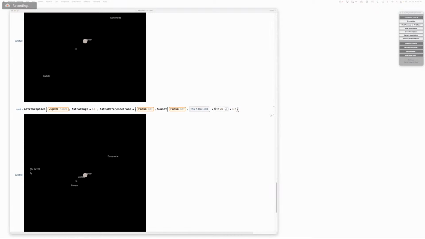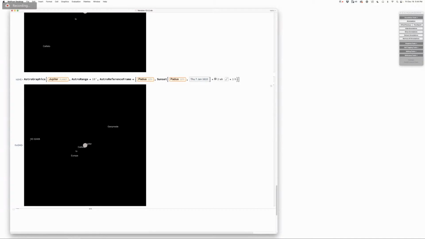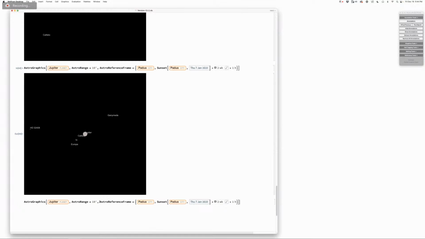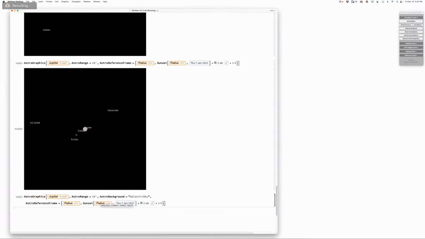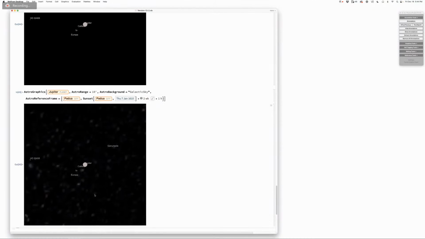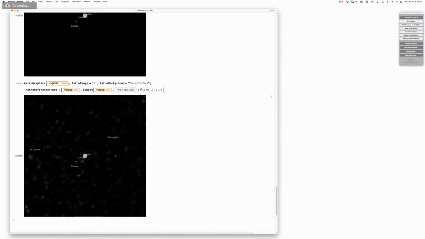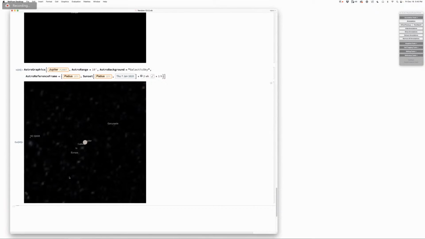Yeah, the reason that a star appears here is because, needless to say, in 2 weeks Jupiter moved, and so it's now on a different star background. And I'm sure if we said, let's see, astro background of galactic sky, we would probably see a bunch of other kind of fuzzy stars here, representing kind of where this is in the sky.